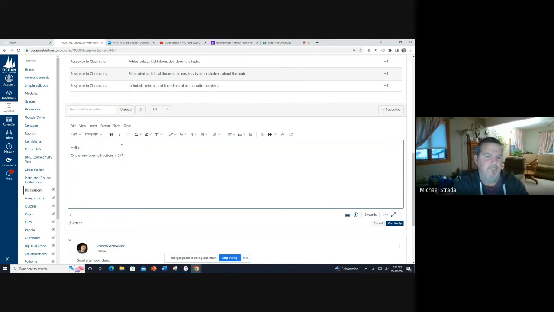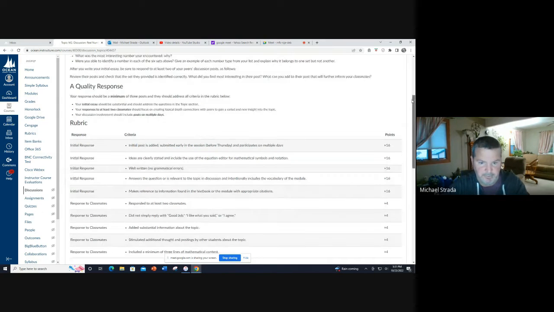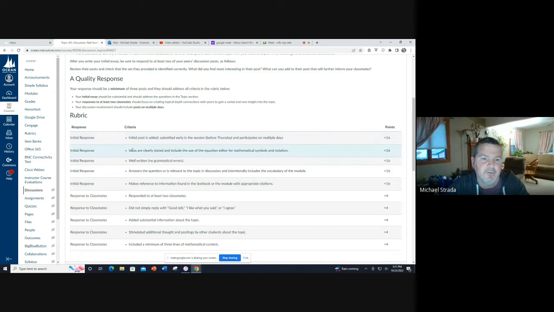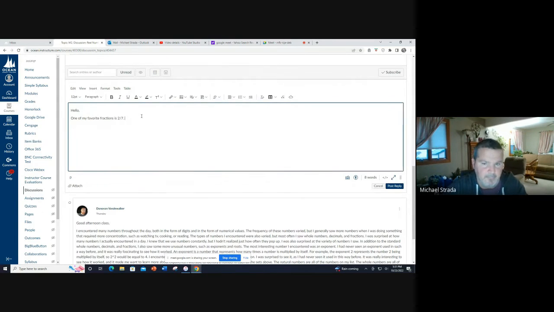When you do enter 2 out of 7, it's asking you to use, if you notice in the module, in the rubric, right here: ideas are clearly stated, include the use of the equation editor for mathematical symbols and notation. So if I want to enter 2/7, we would like you to enter it as a fraction rather than just that. I understand what you're saying, but it's one of those things to get you accustomed to using it.